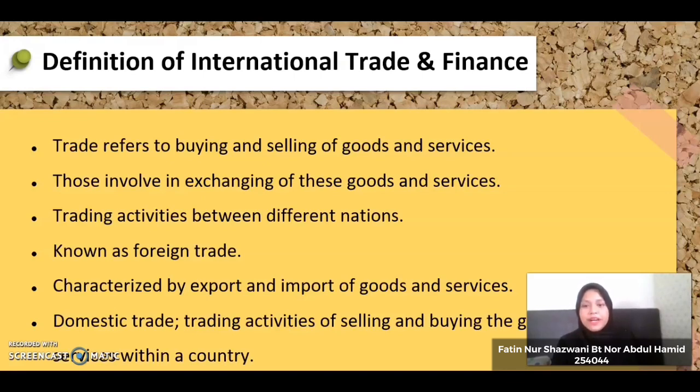I will explain about the definition of international trade and finance. Trade is referred to buying and selling of goods and services, and those involved in exchange of these goods and services. International trade is referred to trading activities between different nations. It is also known as foreign trade. International trade is characterized by the export and import of goods and services. Domestic trade is referred to trading activities of selling and buying the goods and services within a country.